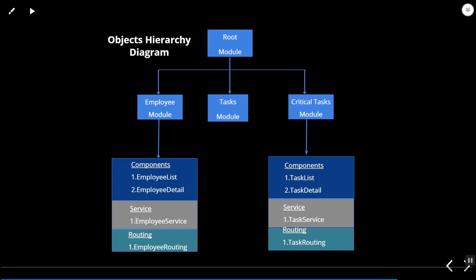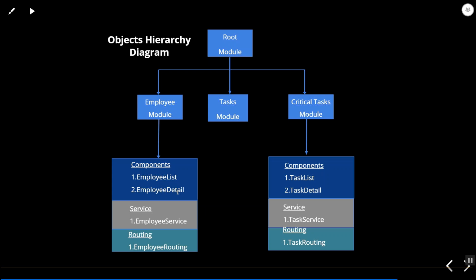So the root module is the bootstrap module. This application will start from this particular module. Under the root module, you will have the employee module and a critical task module. The employee module will list the employees, and you can see the details of an employee. The employee listing is taken care of by the employee list component, and the employee details by the employee detail component.